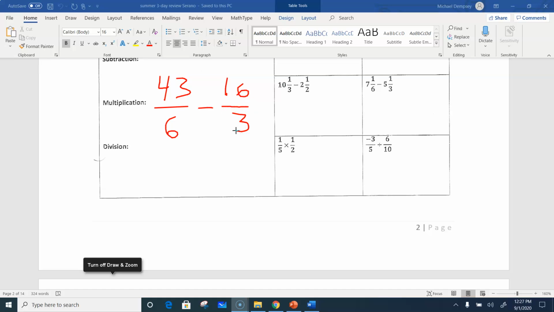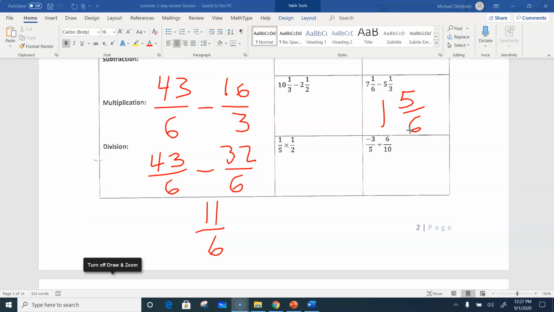So I don't have to do anything with the 43 over 6. My common denominator is going to be 6. But here, I need this denominator to be a 6. So if 3 times 2 is 6, then we would take 16 times 2 as well, and we would have 32 over 6. So I have 43 minus 32, that's 11 over 6. And again, if we like our mixed numbers, that's going to be 1 and 5/6.